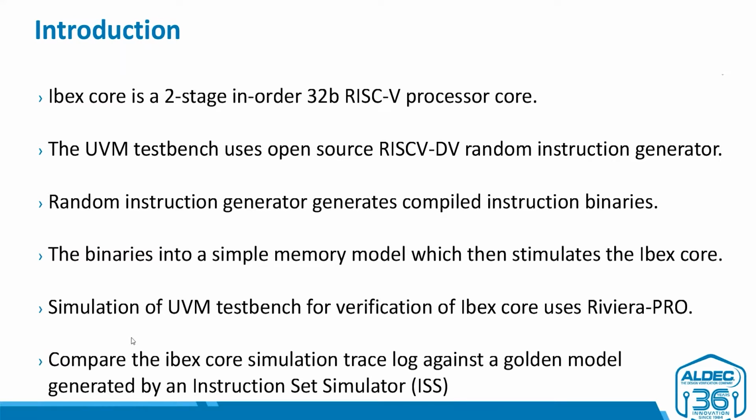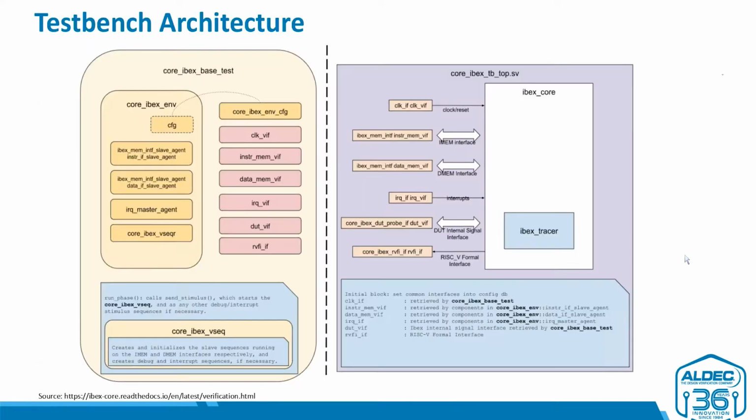And then we compare the Ibex core simulation trace log from the RTL simulation against a golden model generated by an instruction set simulator, which is like a Spike or OVP sim.